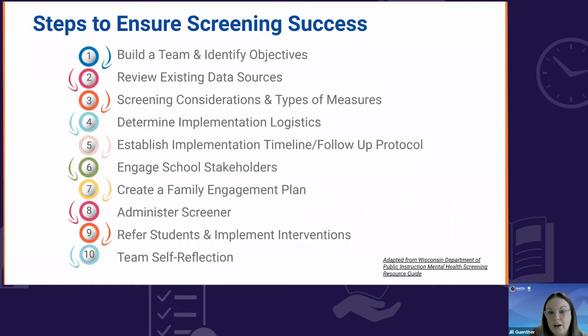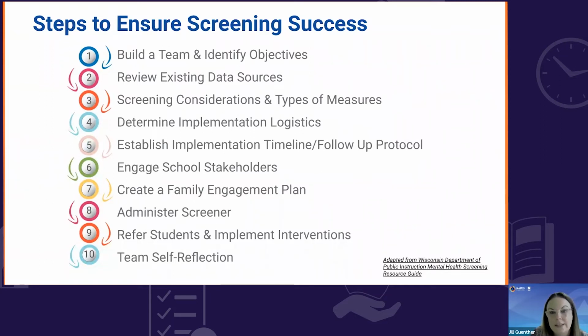Here we have a nice layout of some suggested steps to ensure screening success. We'll talk a little bit more about each of these steps throughout our time together, but just to go through what those steps are. The first step is building that team and working to identify the objectives. Step 2 is reviewing those existing data sources, so what we might already have available. Step 3 is those screening considerations and the types of measures. Step 4 is determining those implementation logistics. Step 5, we're moving into establishing the implementation timeline, as well as that follow-up protocol and what that looks like.